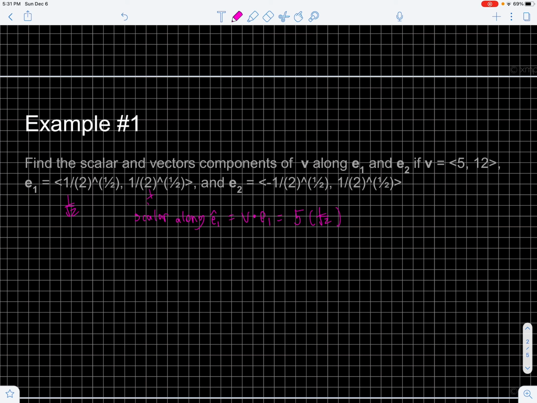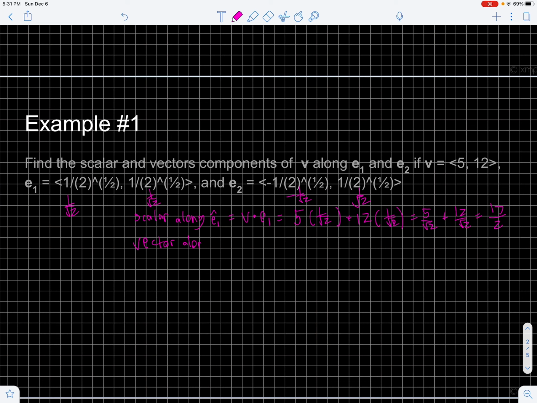Let's go and rewrite these: 1 over square root of 2, 1 over square root of 2, and negative 1 over the square root of 2, just so everybody knows what we're talking about. Cool. Plus 12 times 1 over the square root of 2, which equals 5 over the square root of 2 plus 12 over the square root of 2, which equals 17 over the square root of 2.